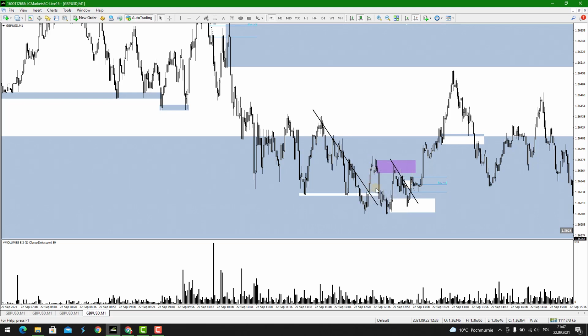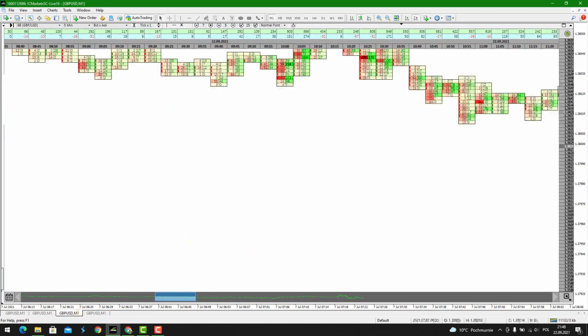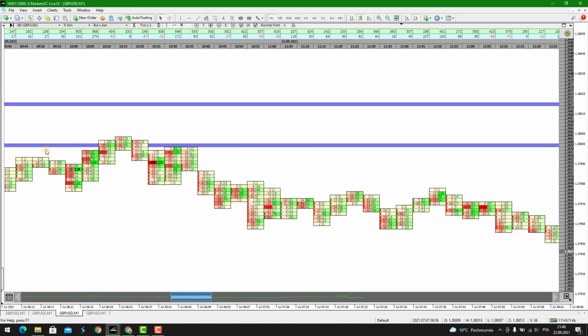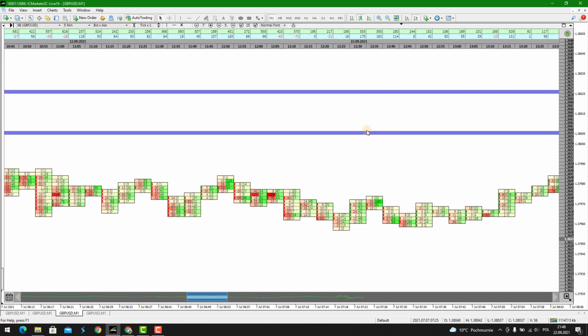So I was waiting here for the entry, yes, to join the buyers. So let's see on the footprint what I found. And what time was that? It was 12:30. So let's move to the footprint chart.